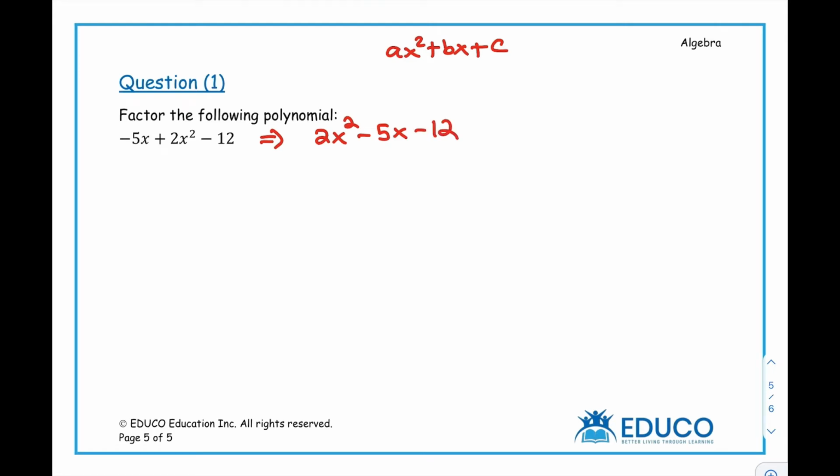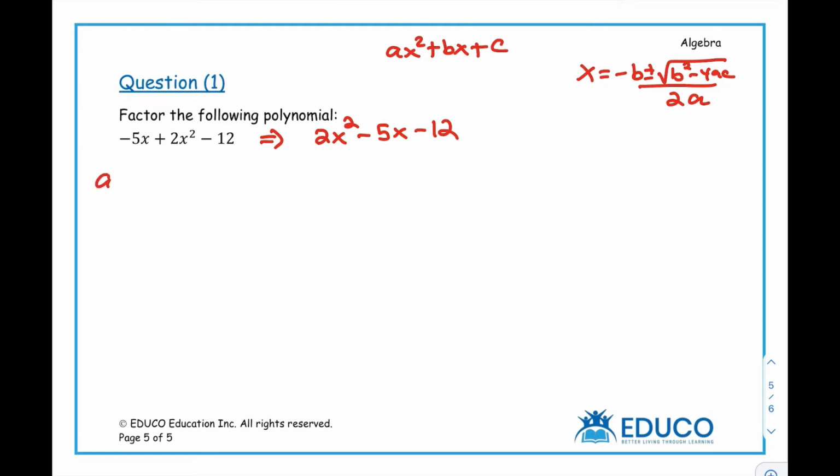So now let's recall what the quadratic formula is. x equals minus b plus or minus the square root of b squared minus 4ac, divided by 2a. So before we start plugging values into the quadratic formula, we've got to identify the values of a, b, and c. So that's the next step.